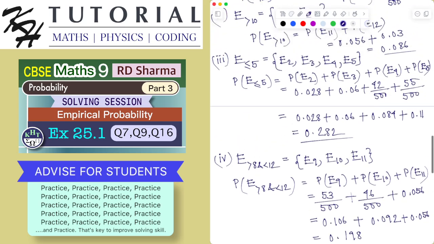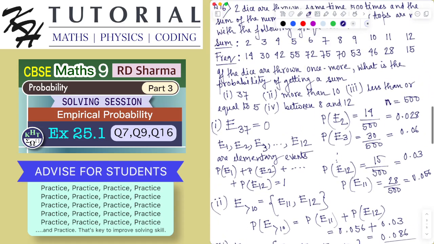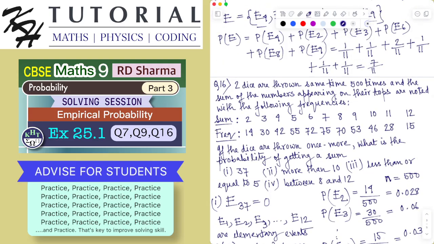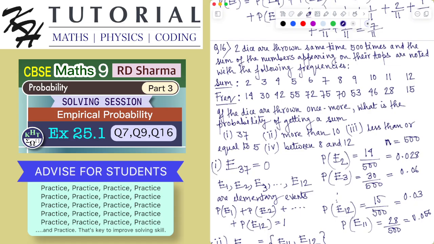I hope you understood the way I solved this problem, my explanation and the concept I applied, and also the side discussion that I am doing for solving the problems related to elementary events and compound events, and that the sum of the probabilities of all the elementary events is always equal to 1, and how we are understanding the compound event and identifying all the elementary events whose collection is making that compound event.